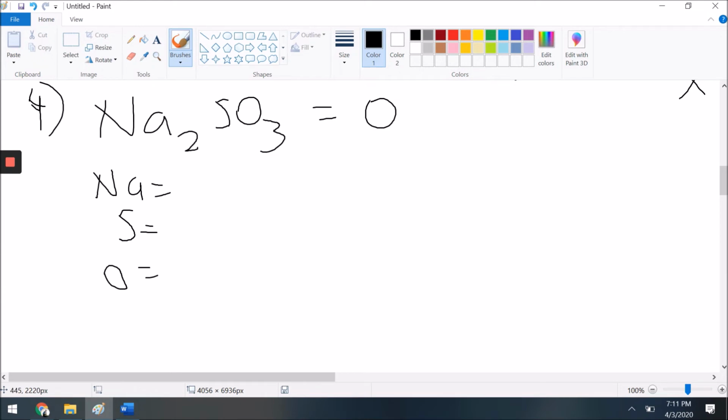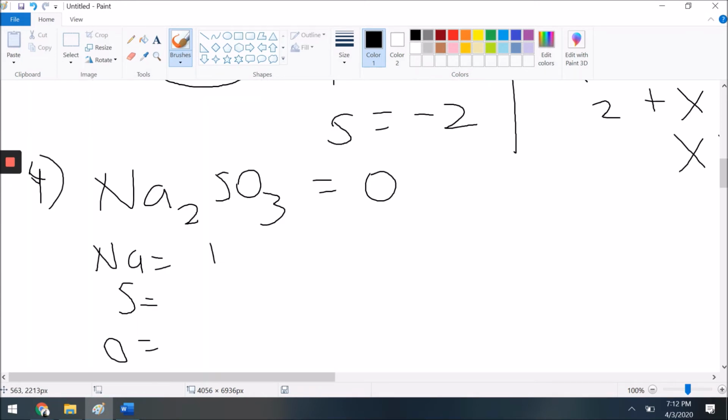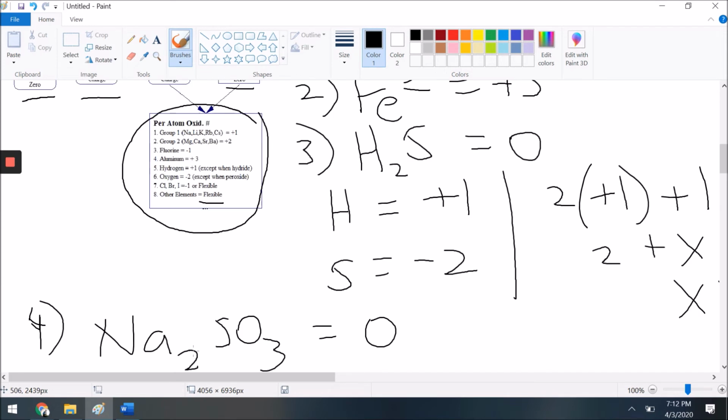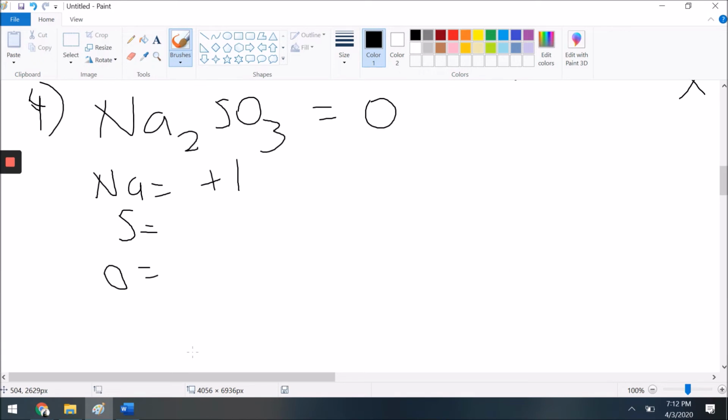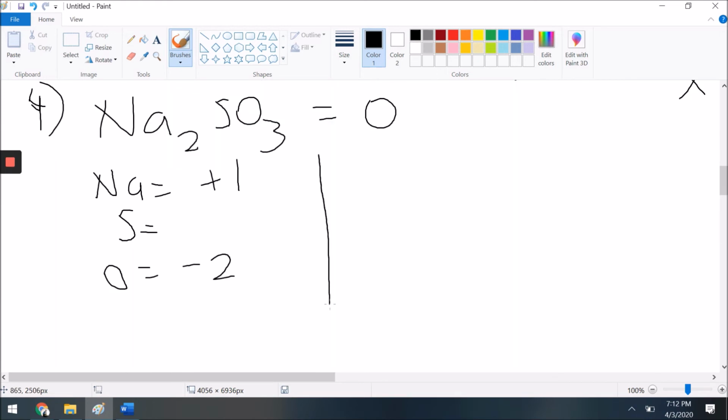Okay, so what I recommend you do, since there are 3 elements, is take care of the atoms that you already know, and then the one that's flexible, you want to solve for it at the end. So for example, first things first, sodium, it's in group 1, so the oxidation number is +1. Oxygen, there we go, group 16, -2. Sulfur, yes, it is flexible. So again, I'm going to set up my algebraic expression to solve for the oxidation number of sulfur.